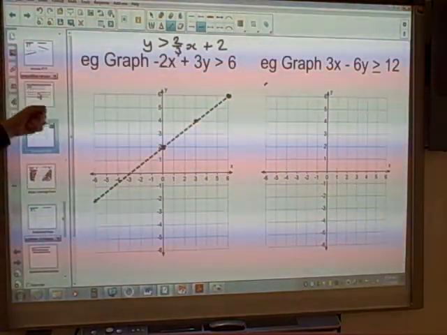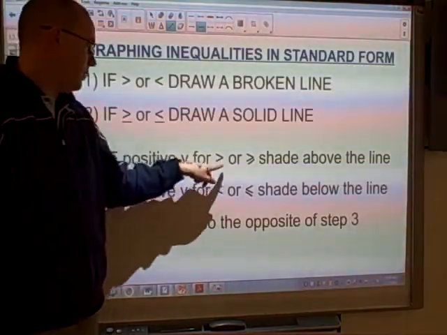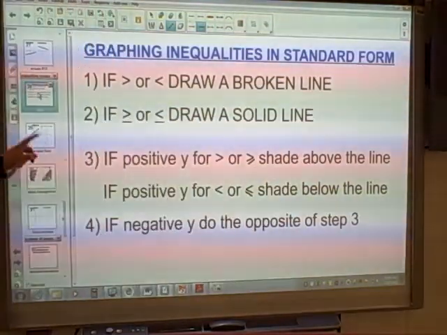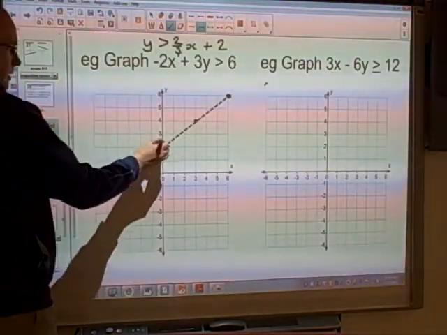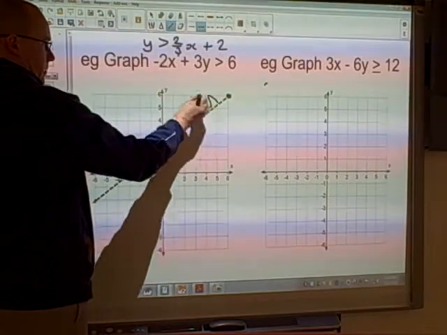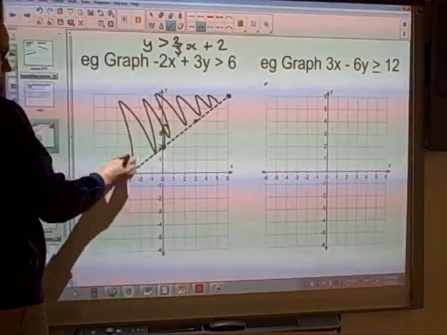Now it also says greater than, and it says if positive y for greater than, we're going to shade above the line. So here's the line, we're going to go above the line, so we're looking everything up here then, in other words.